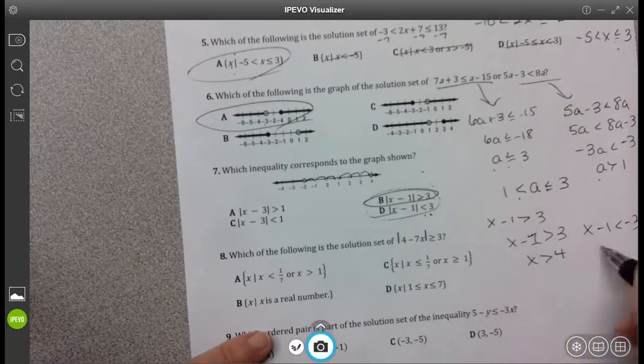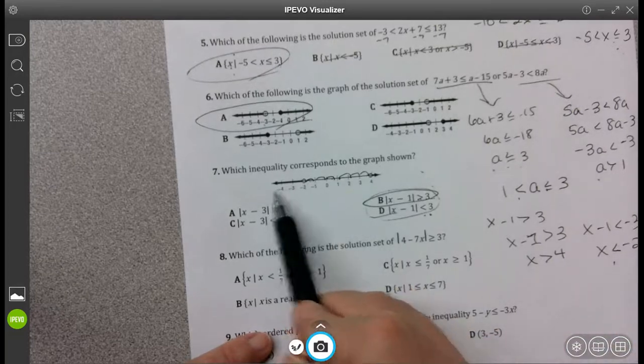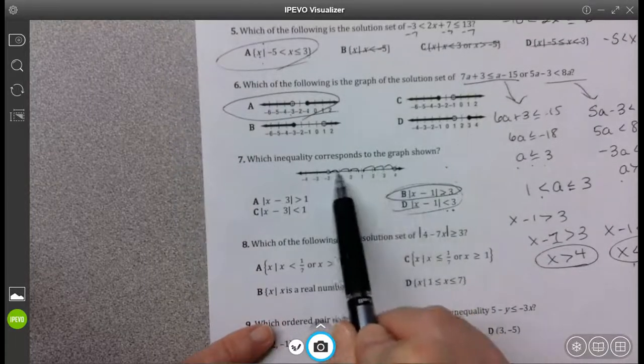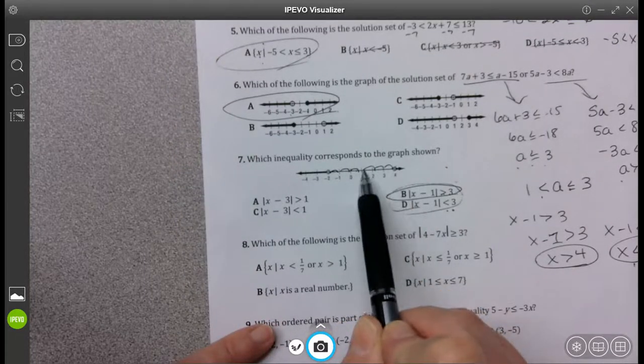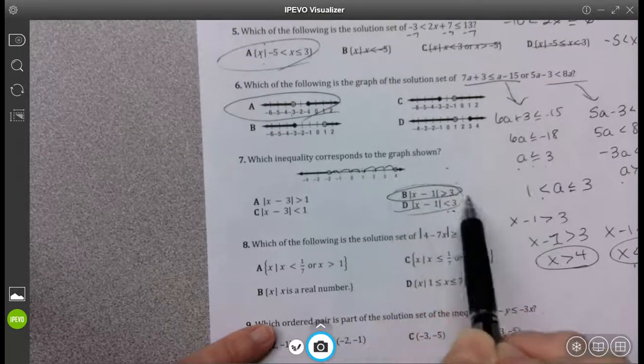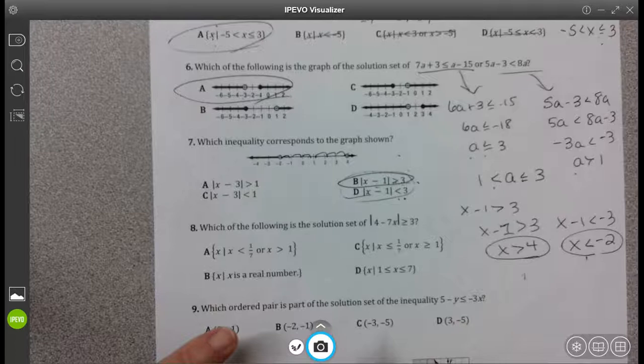When you solve, you get less than 2. Yep. You get greater than 4. Yes. So how did I figure that out? This is a distance of 6, but if you start in the middle, your distance is 3 and 3. If you shade this way, you're obviously greater than 3. So it's B. You can check.